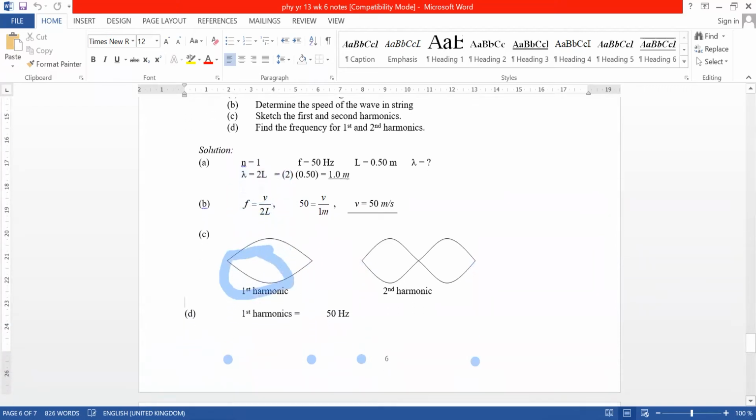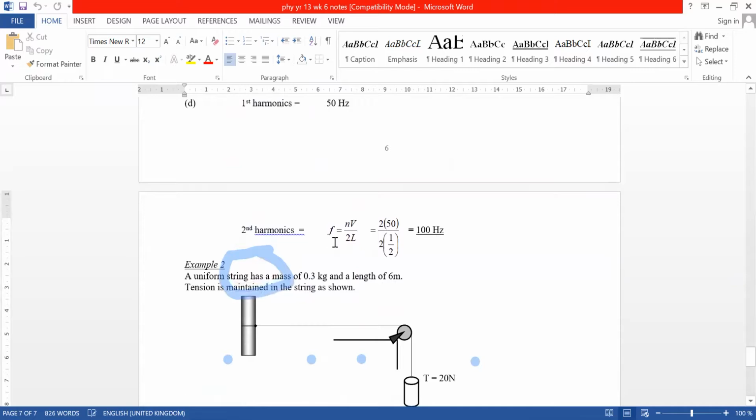And part D says find the frequency for the first and second harmonic. We can always say for the first harmonic, use the formula F equals nV over 2L, where n is 1, and for the second harmonic, F equals 2V over 2L. It's done there, the 2 over 2 will cancel, so 100 hertz.